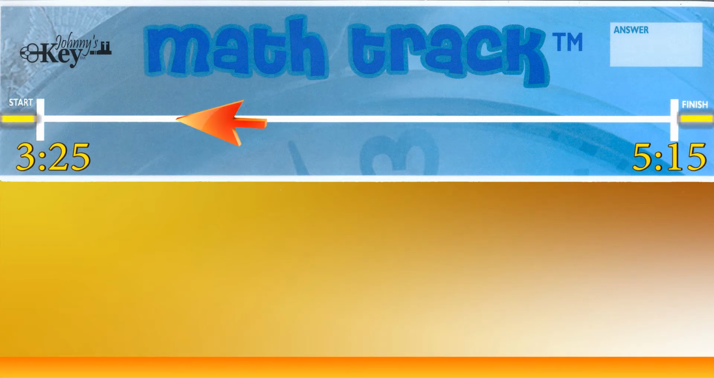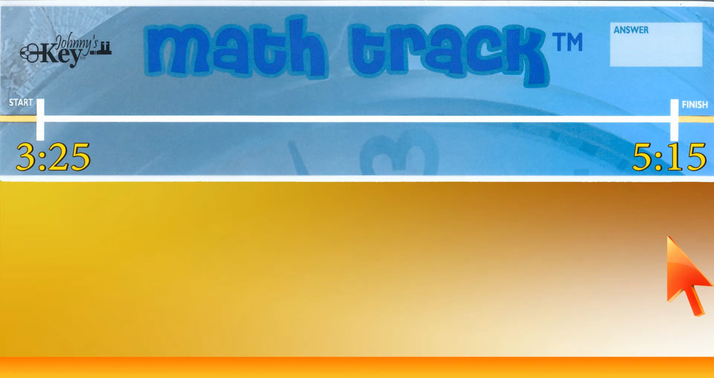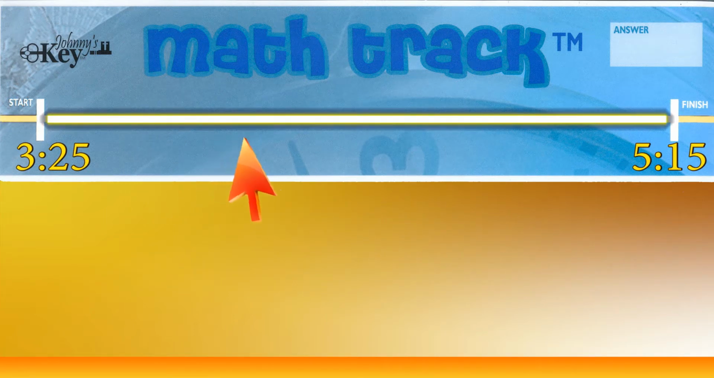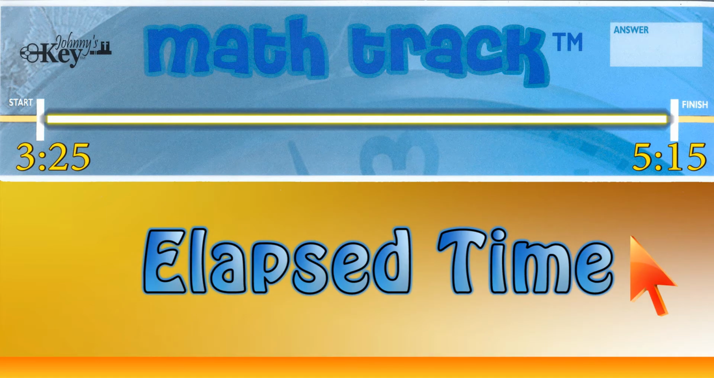Notice the gold lines keep going off both sides of your paper. This helps us to understand that time continues in both directions. Time has no beginning and no end. For now, we are going to be concerned about only the amount of time between the two white lines, known as elapsed time. The time between 3:25 when soccer practice started and 5:15 when practice ended.